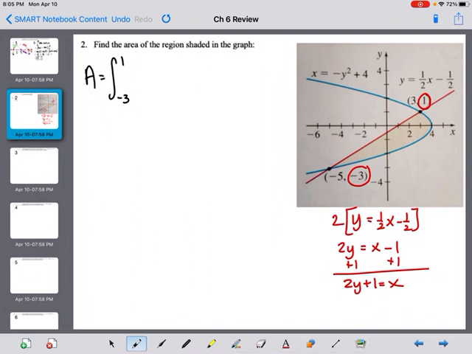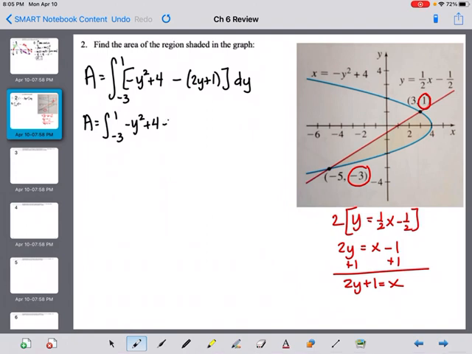The function on the right, the blue function, is -y squared plus 4 minus, and then the red function is my x equals 2y plus 1. And we're integrating with respect to y, so dy. And then, of course, I'm going to distribute the negative, and I'm going to combine like terms before I anti-differentiate because that makes my work easier. So -y squared plus 4 minus 2y minus 1 dy.